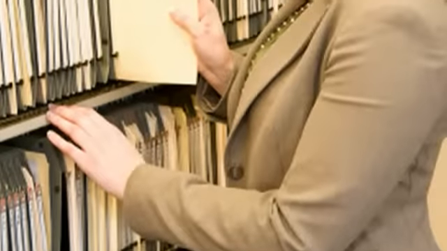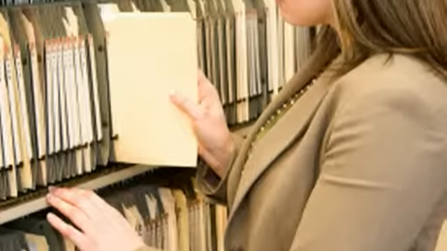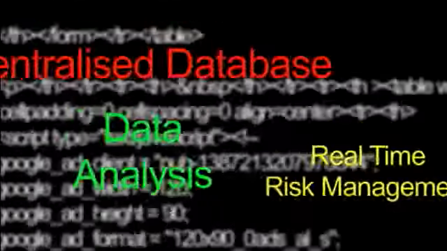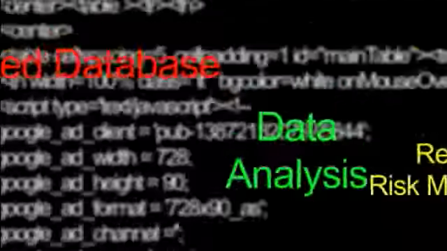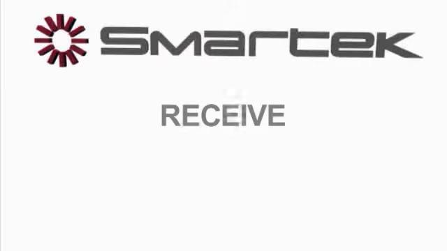Gone are the days where critical compliance data is held in paper-based filing or an Excel spreadsheet. How much more valuable would this information be if you were able to access it via a secure, centralised database for analysis? How much more valuable would it be if the system that held this information was able to distribute analysed compliance information directly to you?